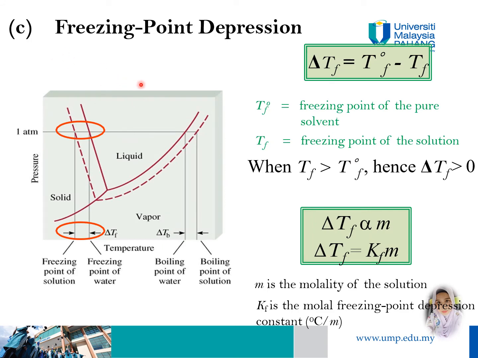The addition of a non-volatile solute will reduce the freezing point of the solution. Freezing point depression is defined as the difference between the freezing point of the pure solvent, which is TF naught, minus the freezing point of the solution. We can see from the figure here that the dashed line is the freezing point of the solution, while the full line is the freezing point of pure water.